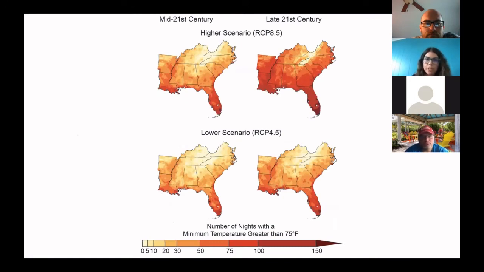We can sort of drill down to our region. So here we've got number of nights. So now we're looking at nighttime temperature, minimum temperature greater than 75 degrees. In the high emission scenario, we see quite a large change. This is early or mid 21st century, late 21st century. We still see changes in the lower emission scenario. And these changes are especially pronounced in West Tennessee, but we see them across Tennessee.